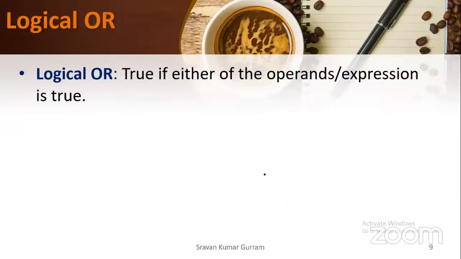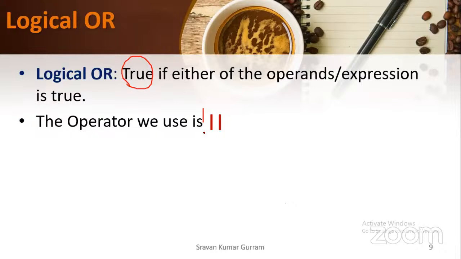Coming to logical or. Logical or returns true if either of the operands or expressions is true. Either of the operands. Maybe condition 1 is true and condition 2 is false. In that case, it returns true. Or condition 2 is true and condition 1 is false. If at least one condition is true, the final value becomes true. That is about logical or.